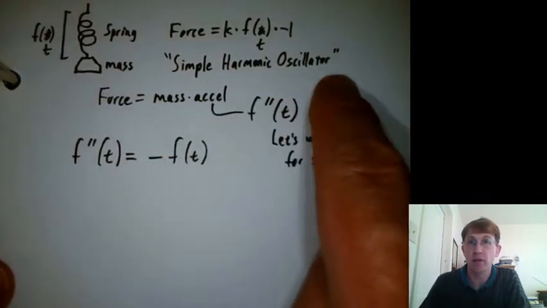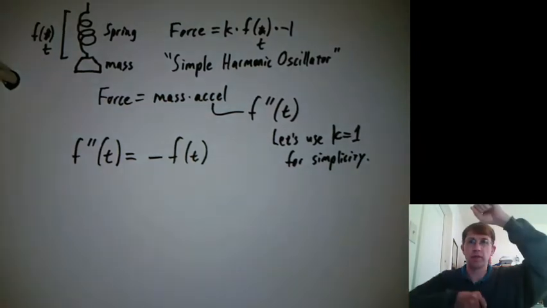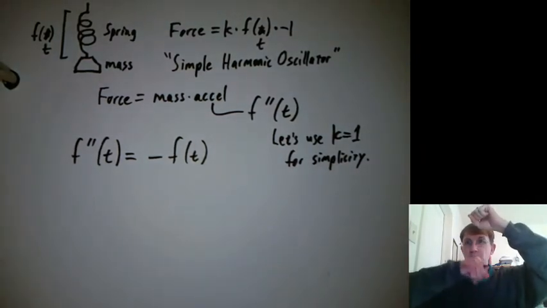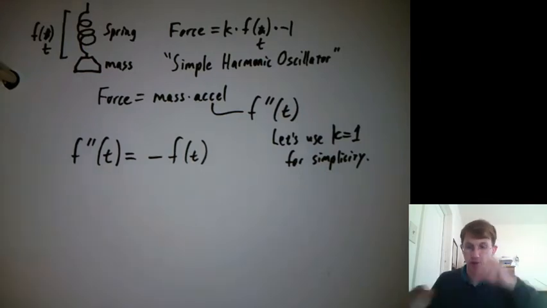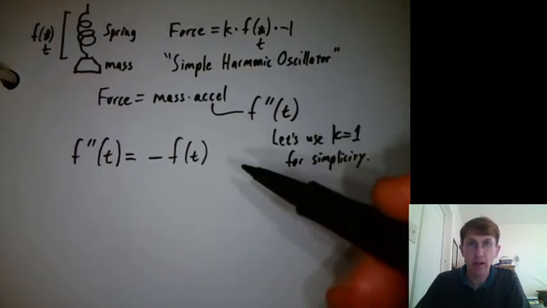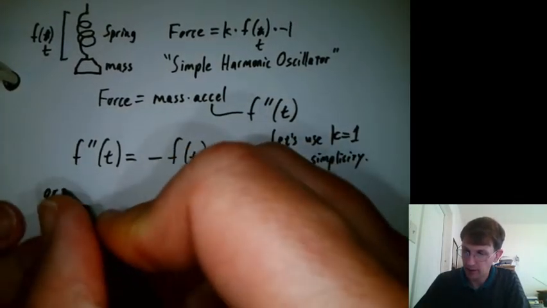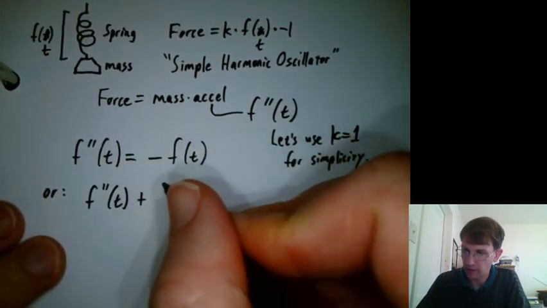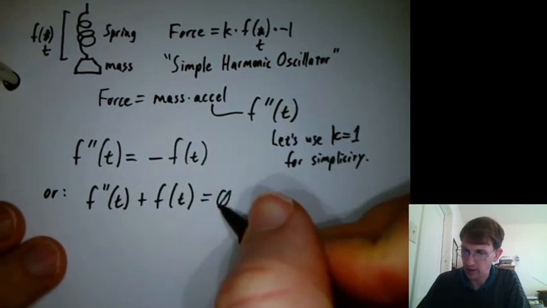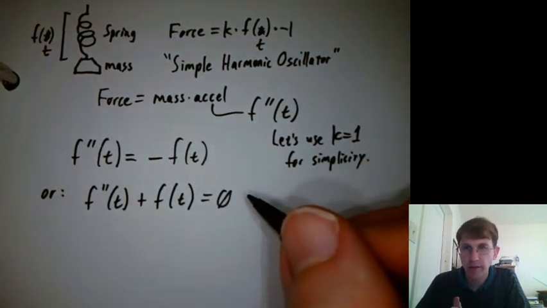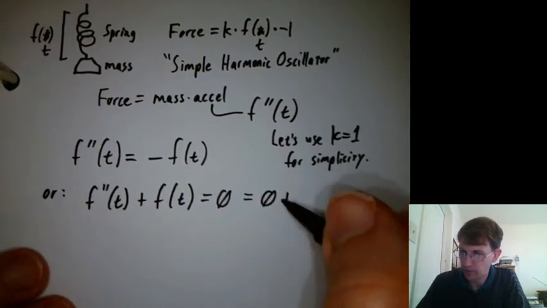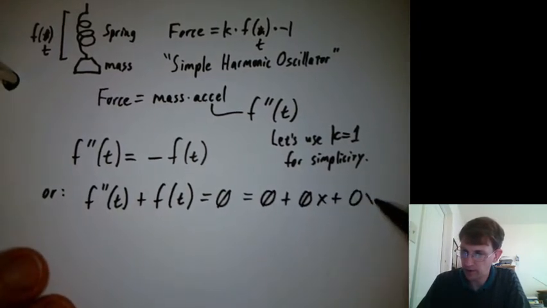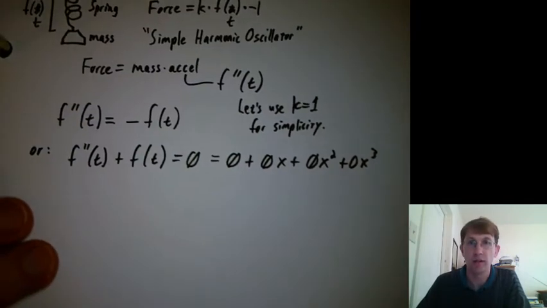This thing is called a simple harmonic oscillator. We're pretty sure this thing will just kind of sit there and bounce, maybe like a sine wave, so maybe we'll try a sine wave. Another way to say this is that f double prime of t, if I add this to both sides, plus f of t equals 0. And another way to say 0 is 0 plus 0x plus 0x squared plus 0x cubed plus dot dot dot, right?